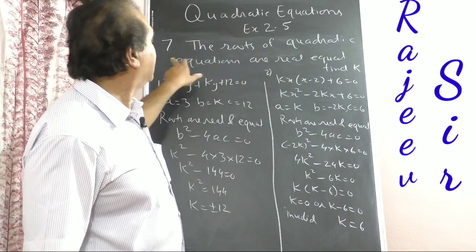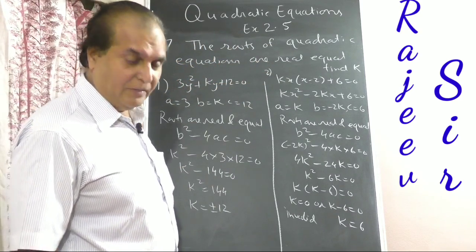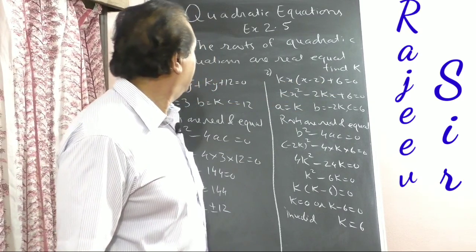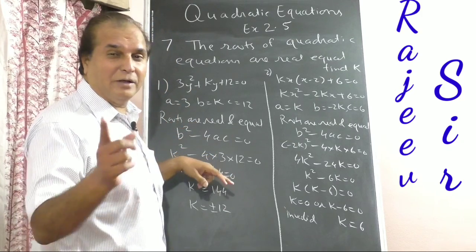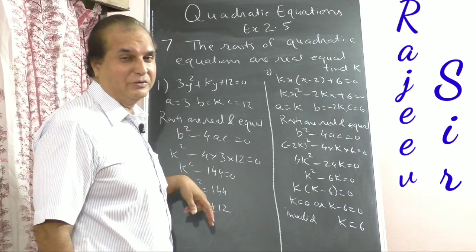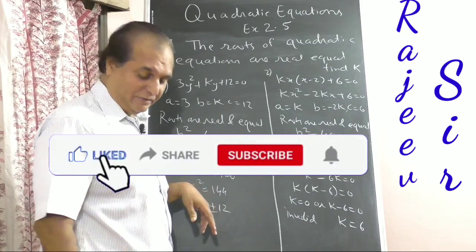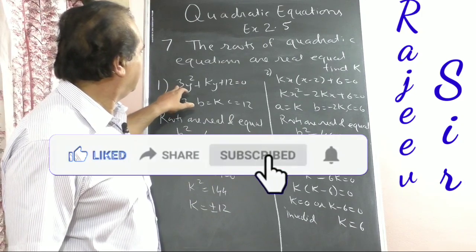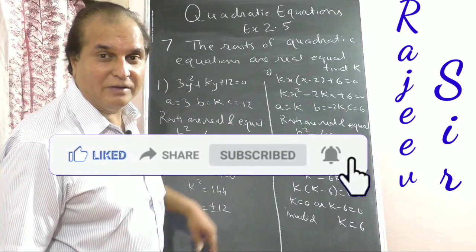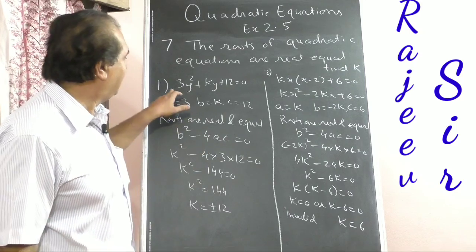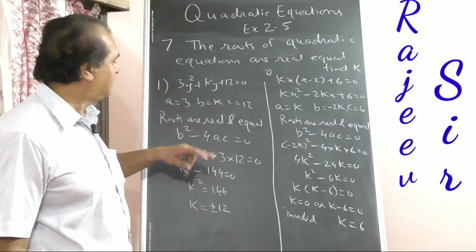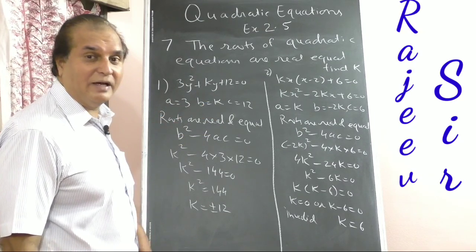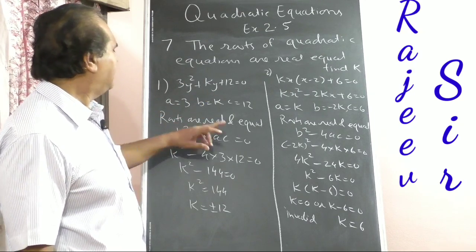Given the roots of quadratic equation are real and equal, find k. Okay. Roots are real and equal, then b square minus 4ac equal to 0. It is a perfect square. Okay. Then only b square minus 4ac is 0. So given equation 3x square plus kx plus 12 equal to 0. Write standard ax square plus bx plus c equal to 0. What is a, what is b, what is c? a is 3, b is k, c is 12. Okay. So roots are real and equal, given.